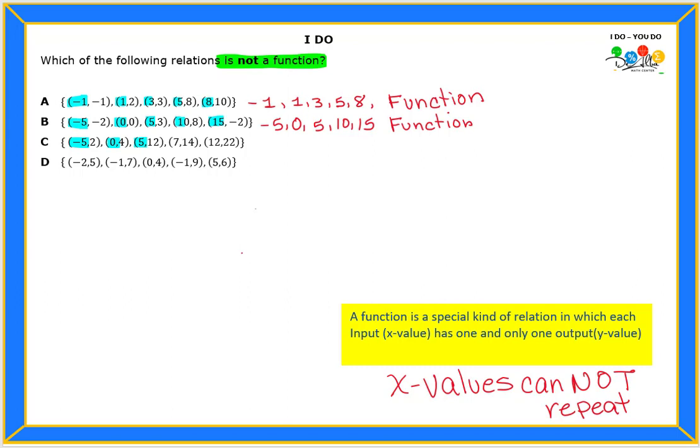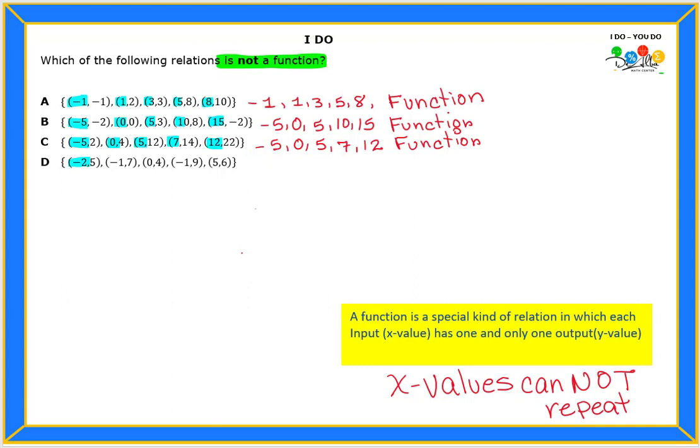Okay, let's go to letter C. I'm going to highlight the x values and we're going to rewrite them. So I got -5, 0, 5, 7, and 12. What do you notice about my numbers, my x values? Are they repeating? No, they're not, right? And please keep in mind that -5 and +5 are not the same, okay? So this one is considered also a function.